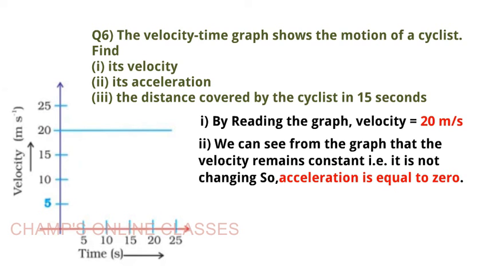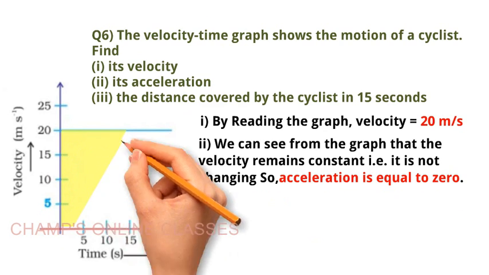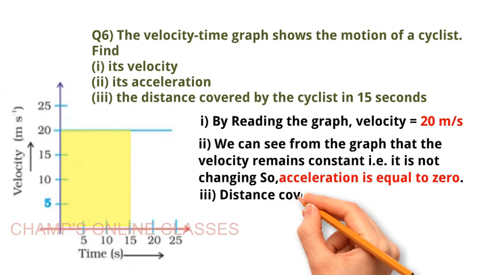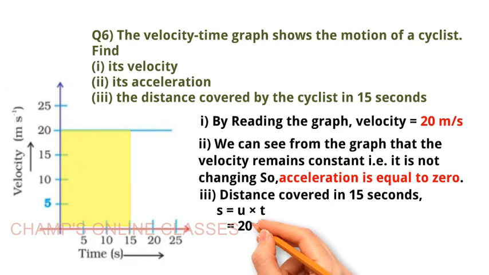Now to calculate the distance, you should know that the distance traveled by an object can be calculated from the area under a velocity time graph. So here, area of this rectangle is length into breadth, which is velocity into time, that is 20 into 15 is 300 meter. Therefore, the distance covered by the cyclist in 15 seconds is 300 meter.